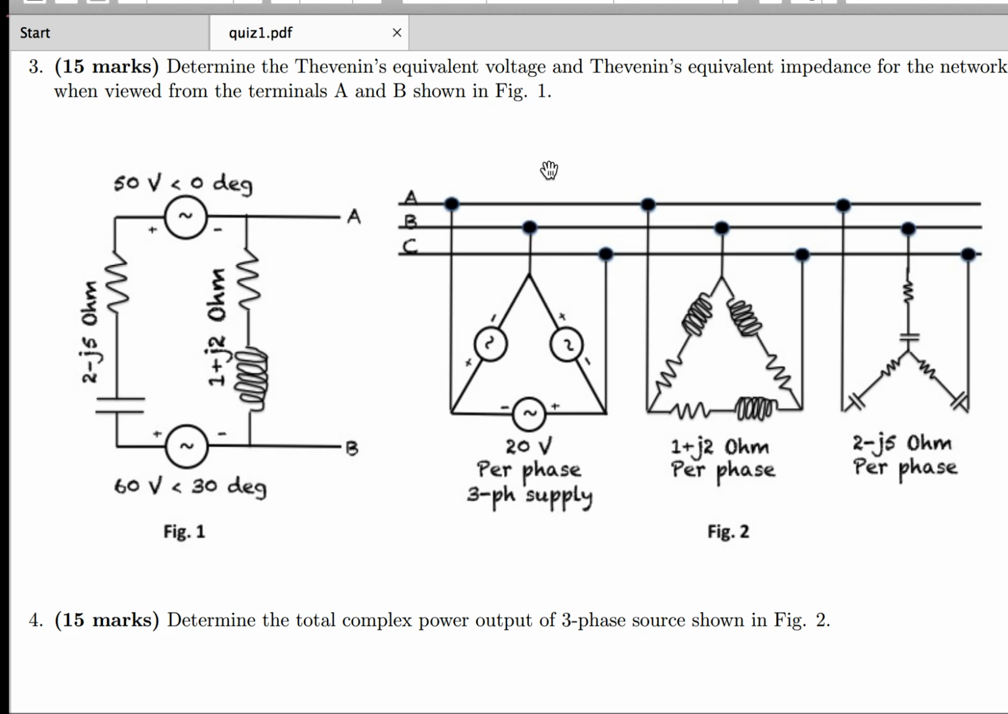So to find the power, what is complex power? Determine the total complex power output of the three-phase source. So to find the power, I need to know both the currents. The line current here and the line current here, I will add them. Line current here I can easily get because for this delta to delta, 20 volts divided by 1 plus j2 will be the line current. And here the phase current I will get, and then from that I will get the line current. So how to get the phase? I have to divide 20 by root 3 to get the phase voltage, then divide by this impedance, then whatever is the current, that will be the line current.